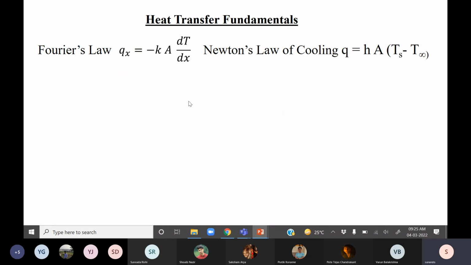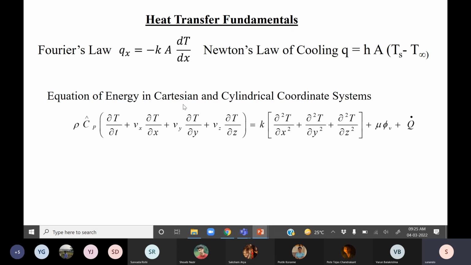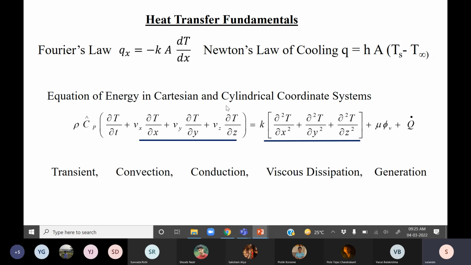So if we recall what we have done so far, starting with Fourier's law, Newton's law of cooling, the equation of energy in Cartesian and cylindrical coordinate systems. So I will write the cylindrical coordinate systems later on. So there are certain terms. This is a reiteration of what I have just said.